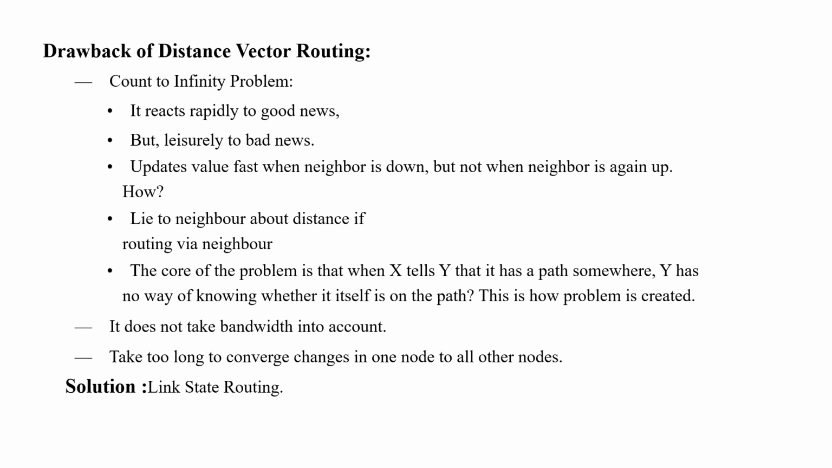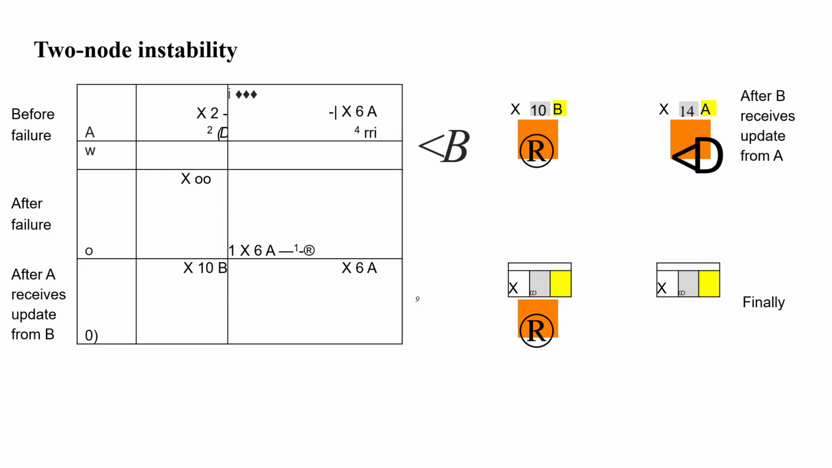Now, how is the problem created? It does not take bandwidth into account, and it takes too long to converge changes in one node to all the nodes. The solution for the same is link state routing.